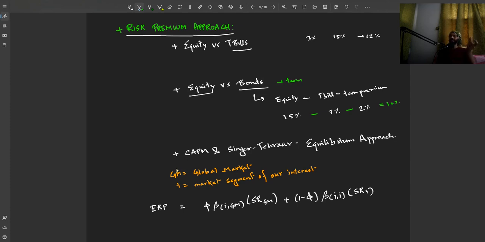because you are doing a maturity matching, and for that you are adding the term premium to the T-bill rate and then subtracting the total from the required rate in equity. Right? So, we have discussed equity versus T-bills, we have discussed equity versus bonds.